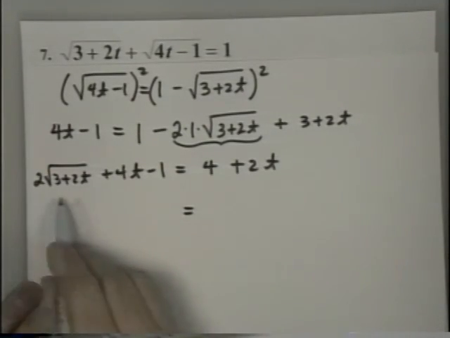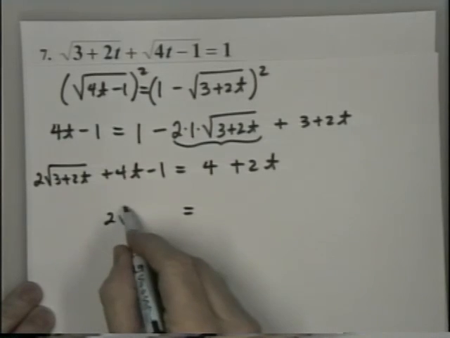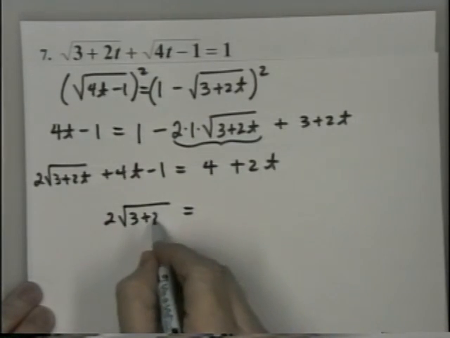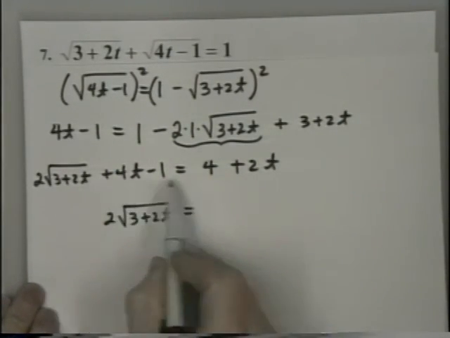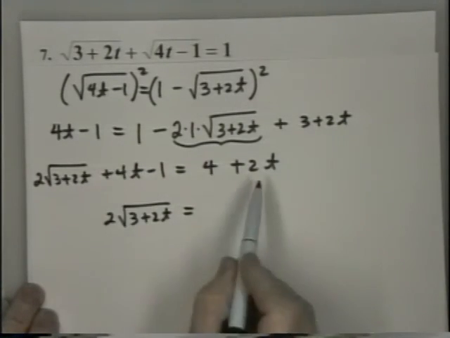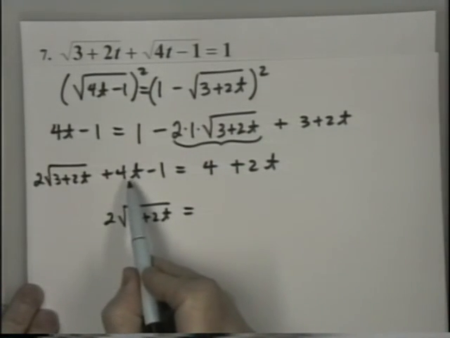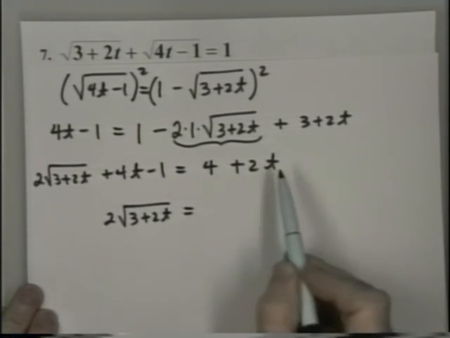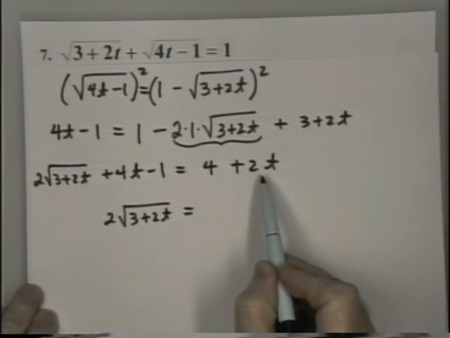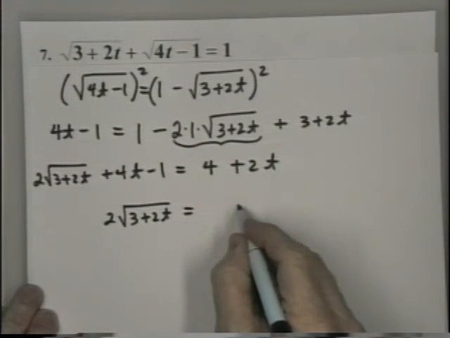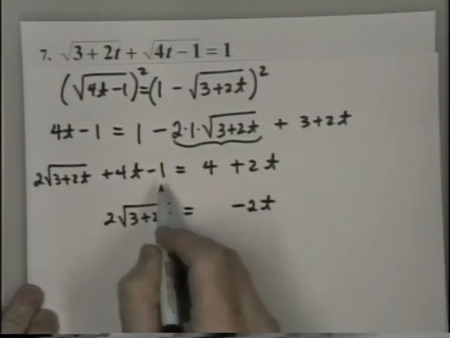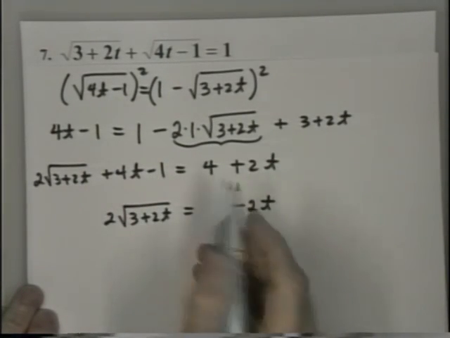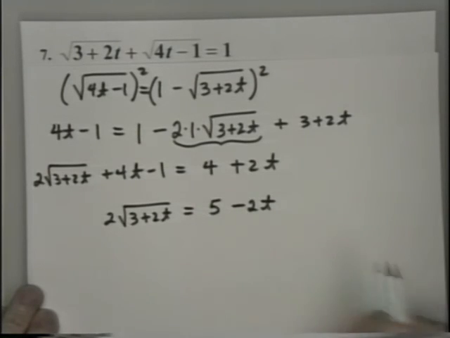So what I want to end up with on the left side is just this radical. And you want to remove these. If you do them one term at a time in your head, you're less likely to mess up. Subtract 4t from this, that makes this go away. Subtract 4t from this, and you'll get a negative 2t. And then add 1 to both sides. Add 1 here, 0. Add 1 there is 5.